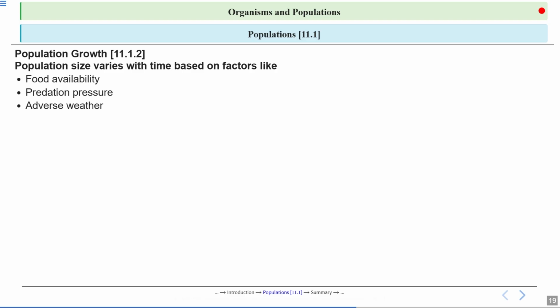Then adverse environment. Another important factor is adverse environment. Extreme weather conditions such as drought or floods can drastically affect the population size by reducing resources or directly harming the organisms.